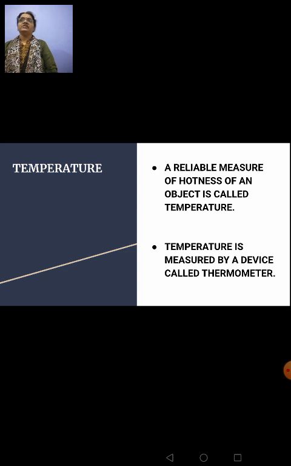Even when you have a fever, by touching your body you can say you're hot. At times a fever will be there but you won't feel it. But a thermometer is a device which tells you whether your temperature has increased in your body or not. That is the accurate measuring. That's the accurate thing that tells whether the object is hot or cold.